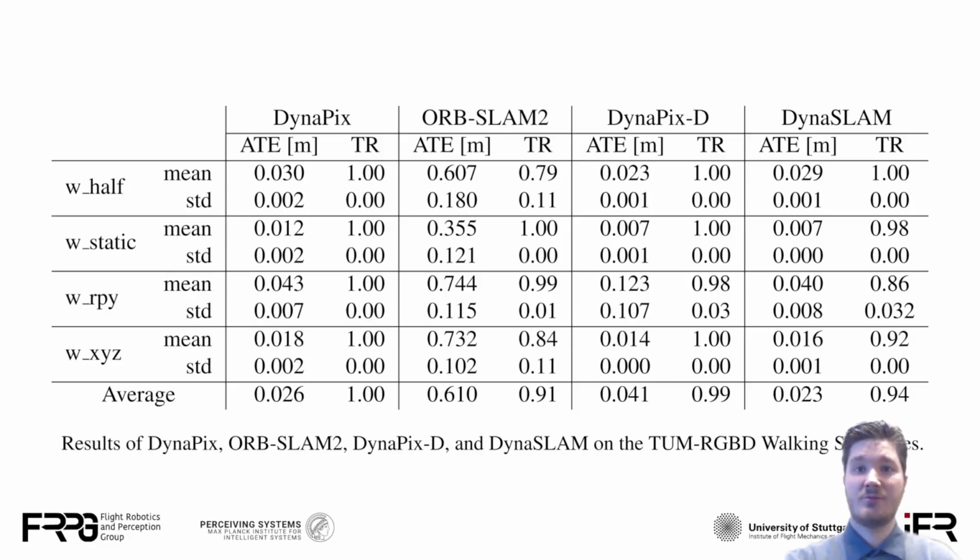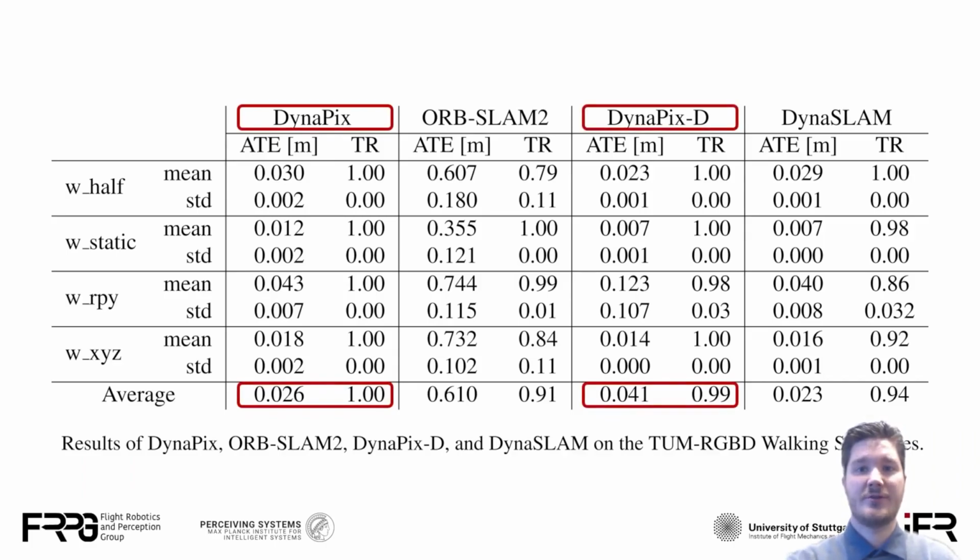Using our method, we modified both ORB-SLAM2 and DynaSLAM and successfully showed lower trajectory errors and higher tracking rates for both simulated and real-world experiments.